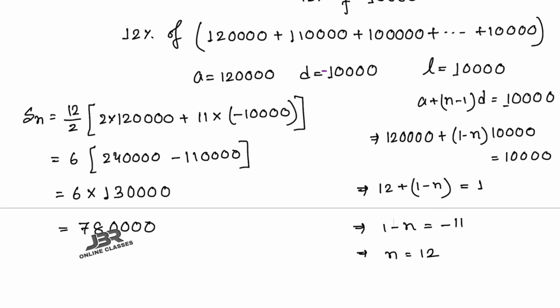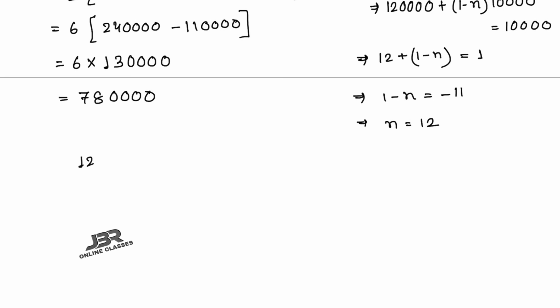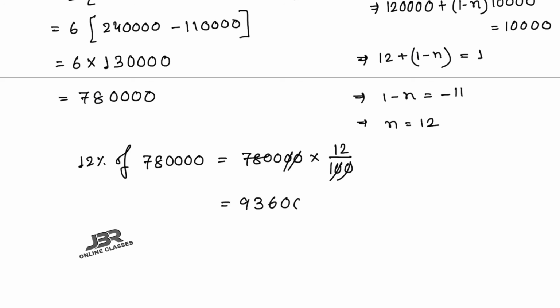So now you have to find out the interest of that one, because here it's written 12% of that one. So here the value of that bracket portion, that one equal to 7,80,000. So now 12% of that one, 12% of 7,80,000. 12% means 12 by 100. Okay, so zeros cancel out. Now 78 into 12, that one equal to here 93,600. Okay, 93,600.